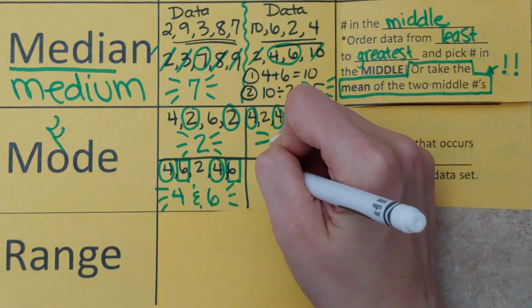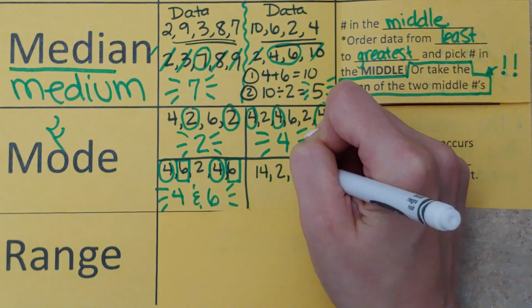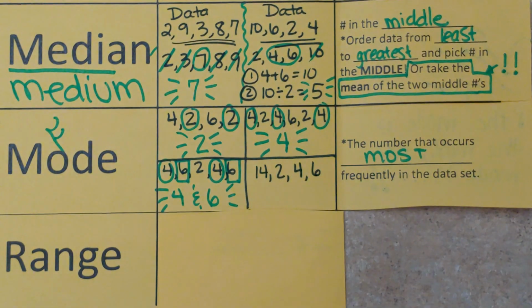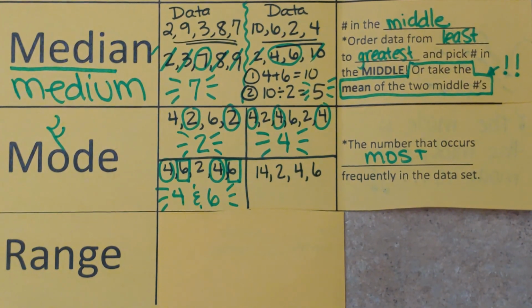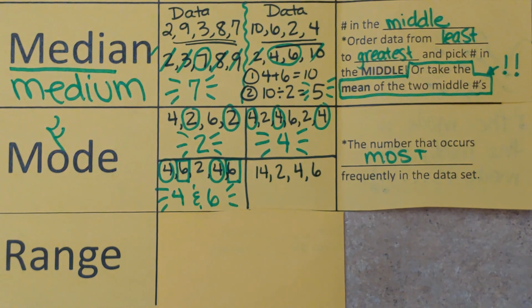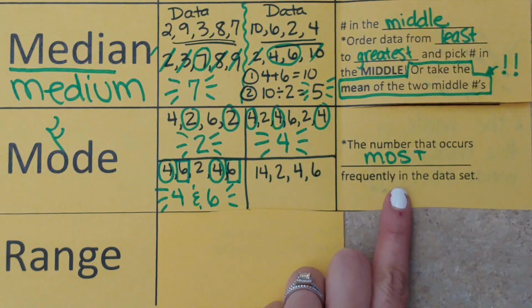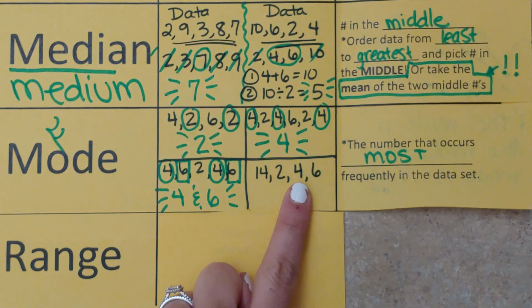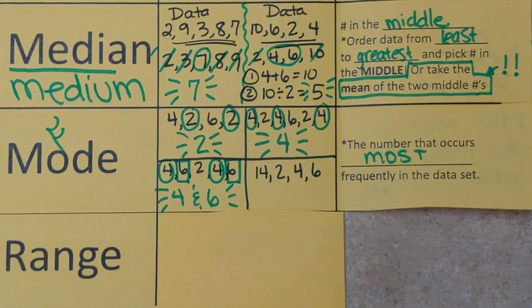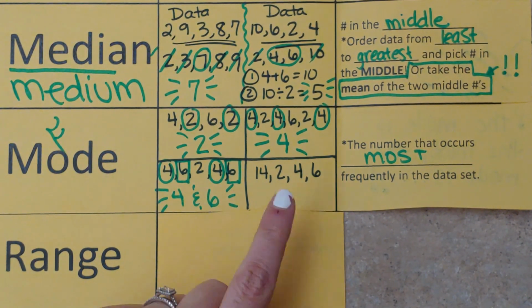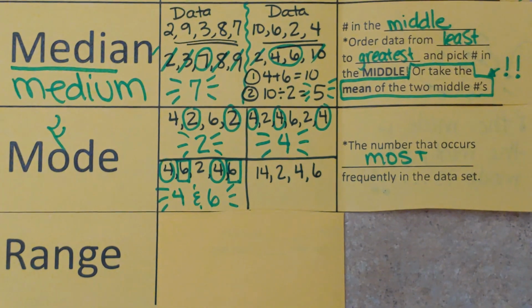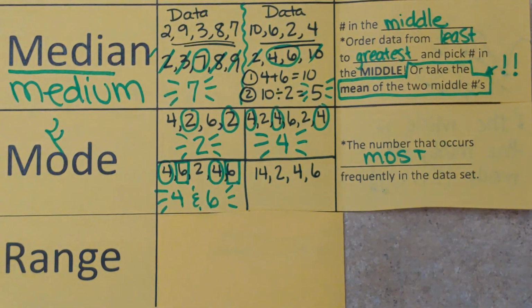Then our last example, 14, 2, 4, and 6. I have had one student say 0 because none of them repeat. So we went back to the definition, the number that occurs the most frequently. Does 0 appear the most frequently? It doesn't. It doesn't appear at all. Someone else said, well, all of them. All of them appear the same amount of times, but do any of them repeat? None of them repeat.